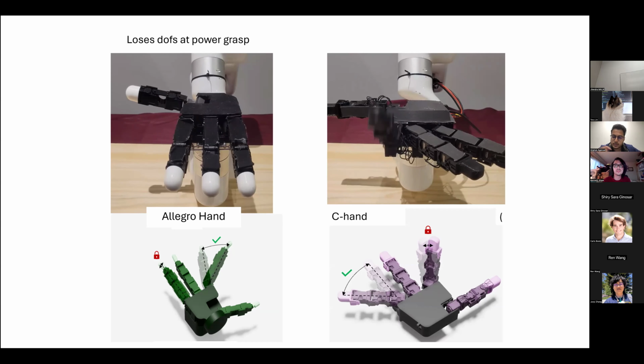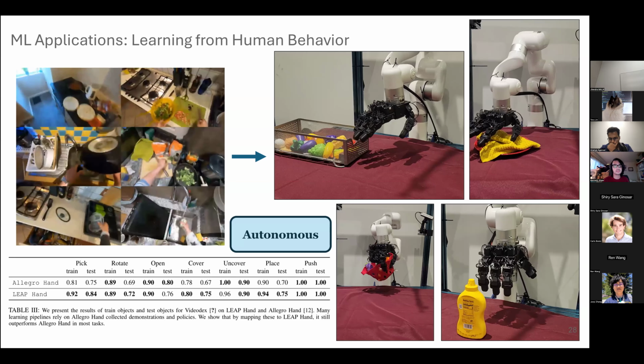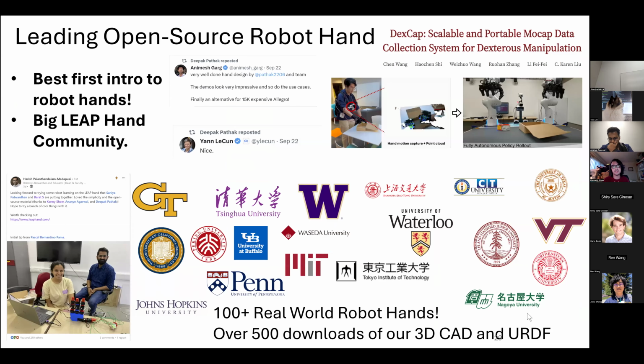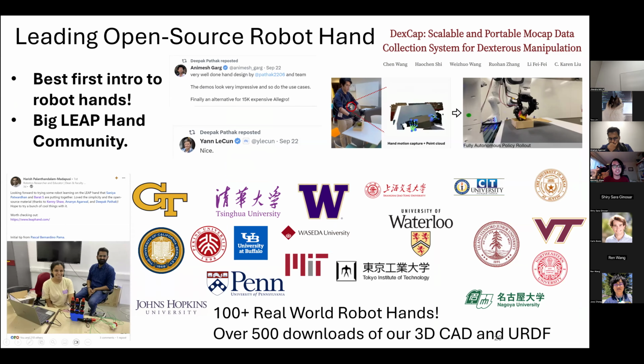And we can see that LEAP Hand can perform a variety of different tasks. LEAP Hand has been the leading open source robot hand right now. It's really the best first intro into robot hands, and there's a really big LEAP Hand community around it. There's many works. DexCap is one of my favorites, Stanford, and there's over 100 available. And I know at Berkeley there's one also in Jitendra's group, and also in a couple others at Berkeley as well.